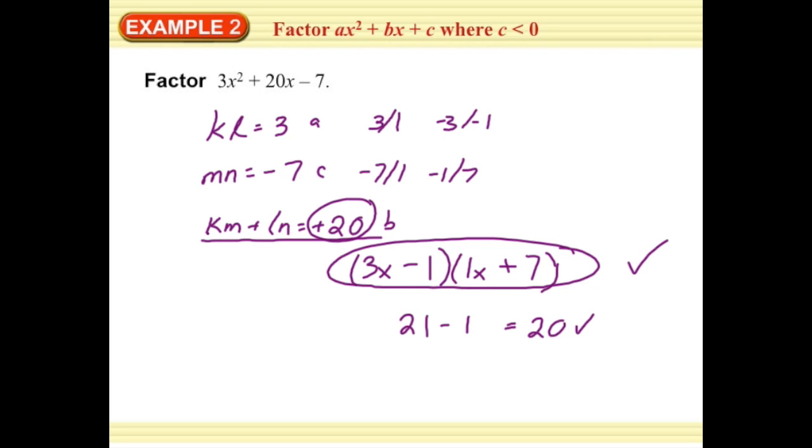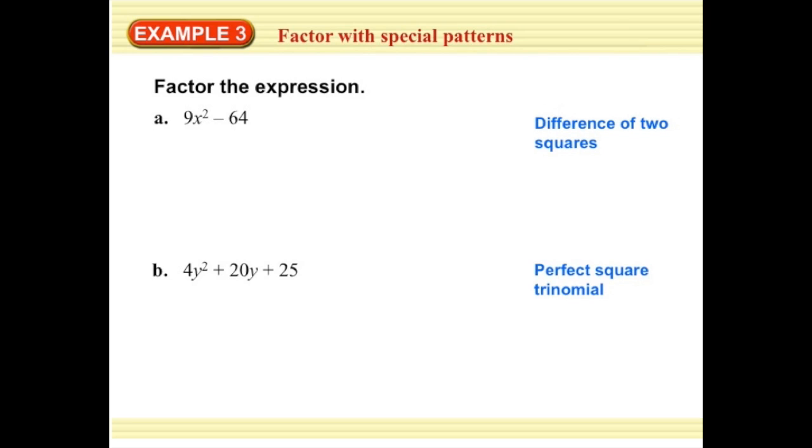Example number 3 says to factor the expressions. These have special patterns. They are very similar to what we saw the other day. They're a difference of 2 squares. Both the numbers given are perfect squares. They can just be squared. So I can say 3x minus 8, don't forget your x, and I'm done. Squared. 3x minus 8 squared is the same as 9x squared minus 64.